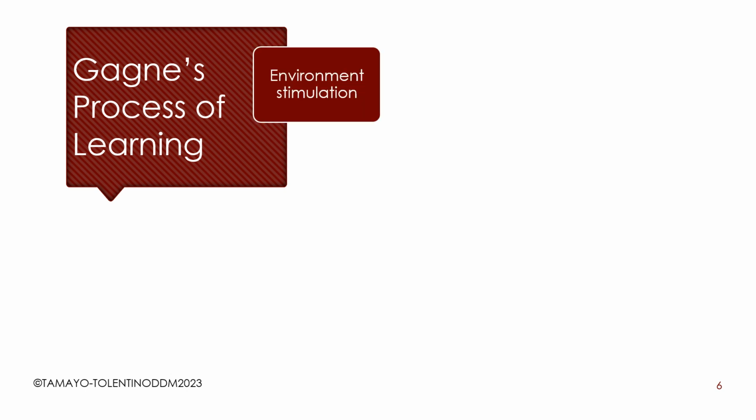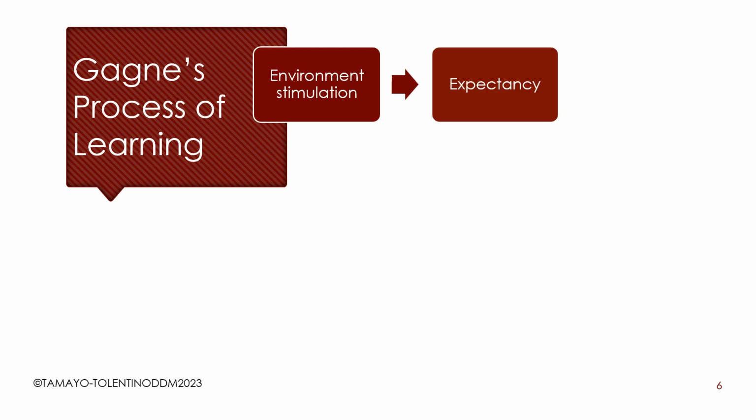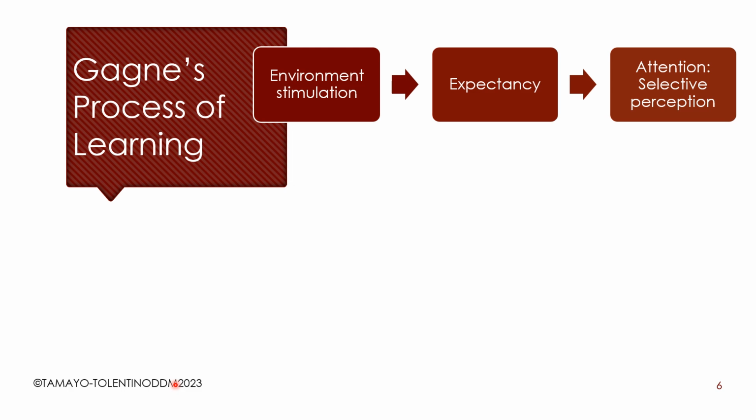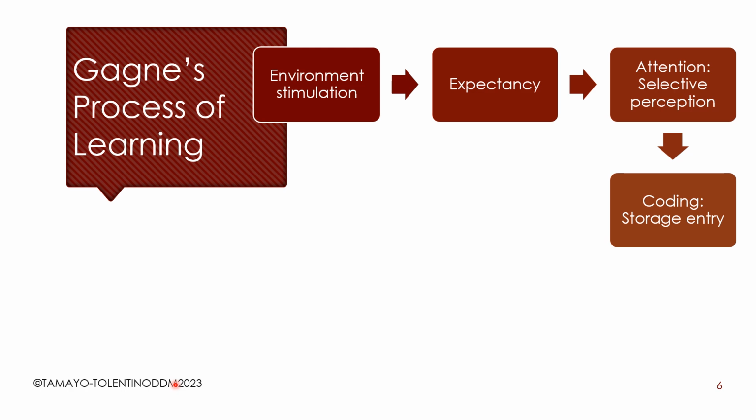First is Gagne's process of learning, which starts with environment stimulation. If the learners are interested in the task, expectancy is established. And as they become expectant of what they are going to learn, they proceed to attending to it and concentrating on the task. If the interest is sustained, they will find a way to relate the present task to what they previously experienced or encountered.